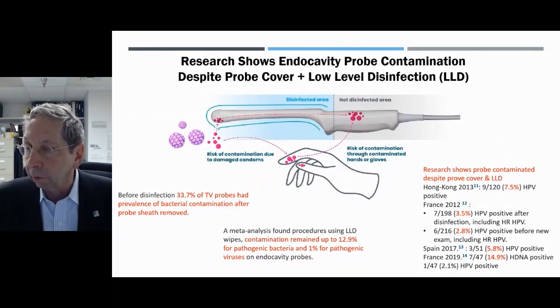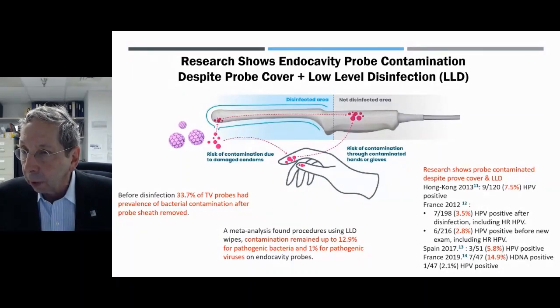That occurs for two reasons. One, the low-level disinfectant may not be active against the pathogen. And second, when you're wiping a probe, you may not have contact with all the surfaces. In addition, research shows probes contaminated. Additional research from Hong Kong found 7.5% were HPV, human papillomavirus, positive. Again, this is a non-envelope virus and would not be susceptible to low-level disinfectants.